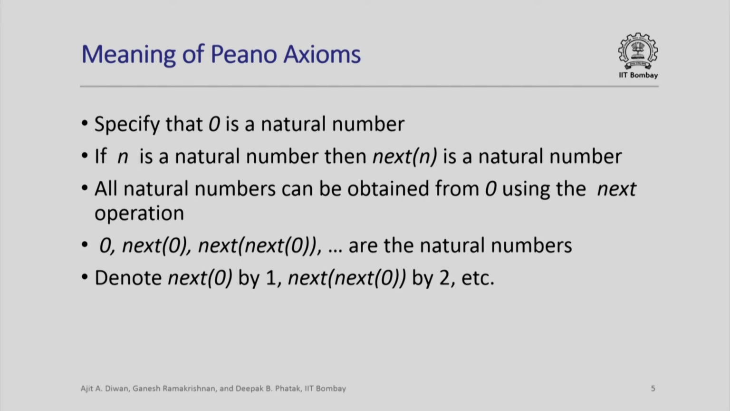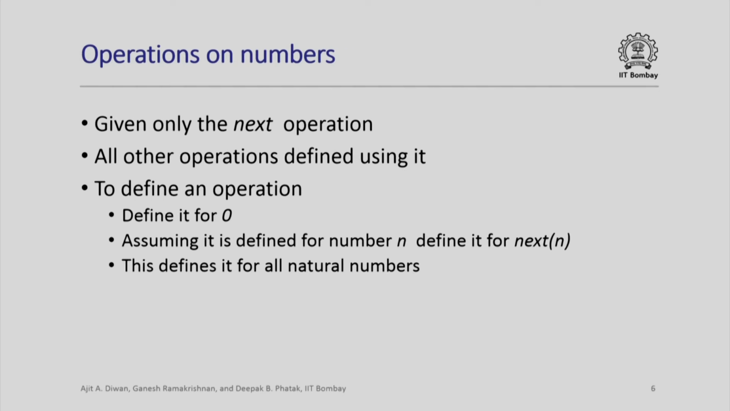So, we will denote next 0 by 1, next of next 0 by 2, and so on, and these are the only values that will get generated if you start from 0 and keep applying the next operation. And how do you define operations on numbers? We are only given the next operation. That is part of our definition of natural numbers.